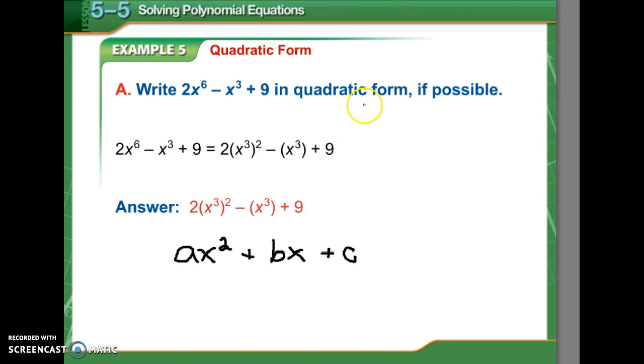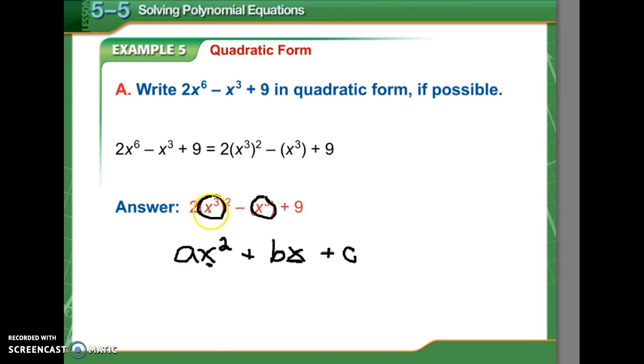So this quadratic form that we're talking about now is basically saying you're trying to make something that looks like this, but instead of just a plain old x, we might have a more complicated expression. So here we have x cubed taking the place of our just basic x from down here. Instead of x, we're using x cubed. But other than that, it looks the exact same.